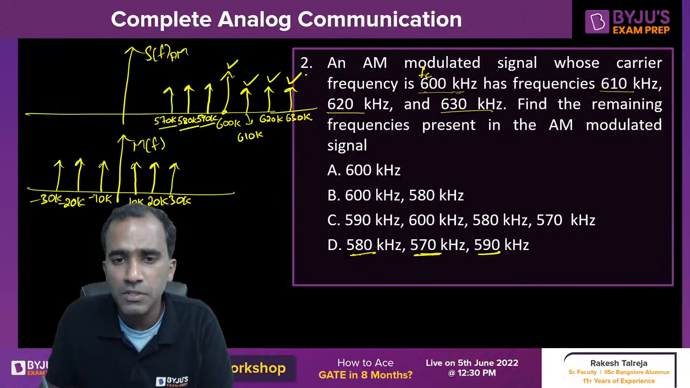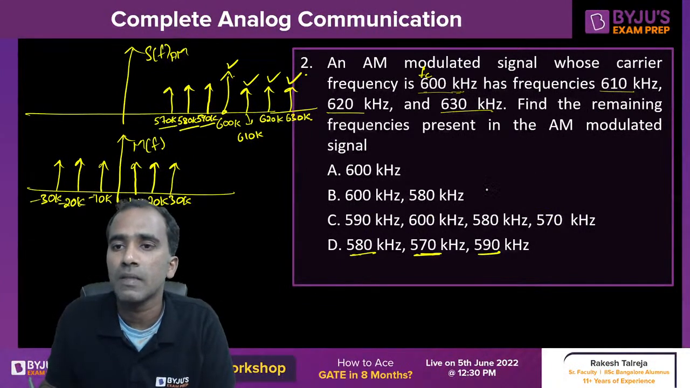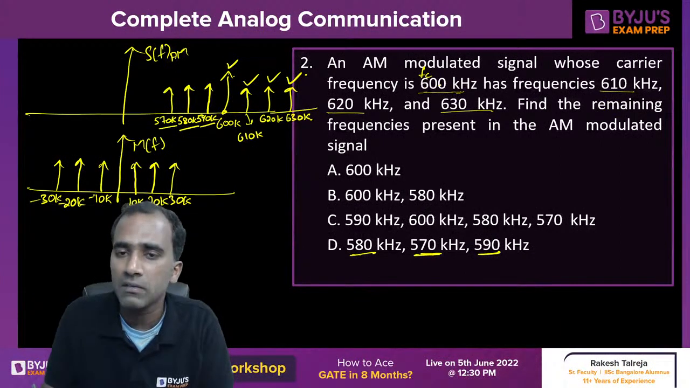So in option C, if you see, 590, 580, 570 are there, but 600 is also given. But the question is only to find the remaining frequencies. 600 is already given. They told us it is the carrier frequency. So that's why the best option possible here is option D.